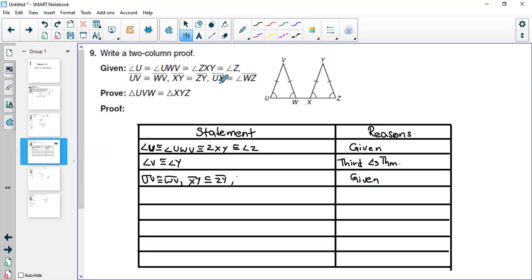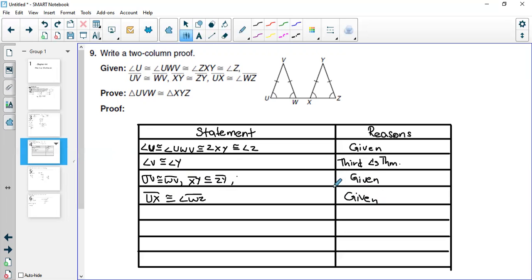Now what's the next thing? You can also in the same thing write that UX is equal to WZ, but they're talking about UX. So UX means you can't include that in this, because they're talking about another part of the triangle, so we need to write it in another column. Now these two were the same, so we wrote them together, but UX is not in the same part of the question, so we write this as given also.